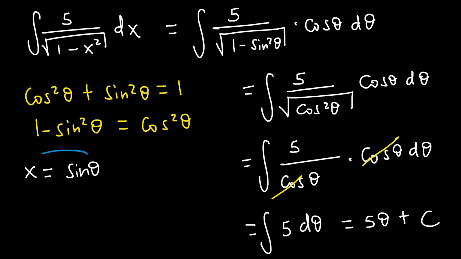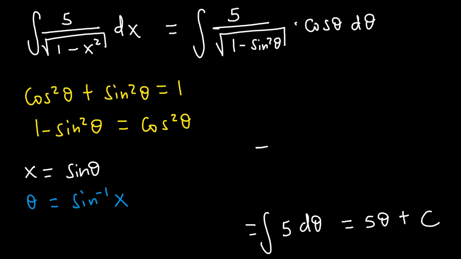And if you remember, we had set x to be equal to sine theta. So if we take the inverse, we shall have theta equaling the sine inverse of x. Therefore, our answer will be 5 times the sine inverse of x plus c.